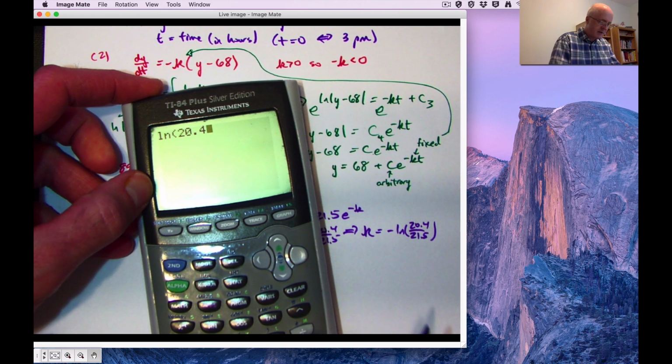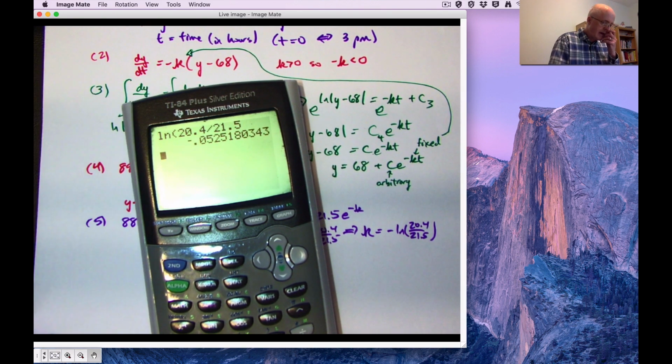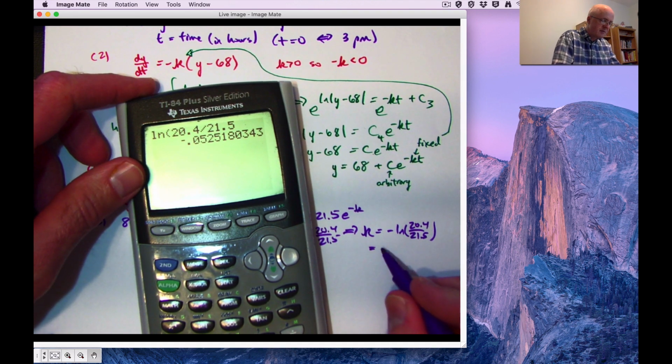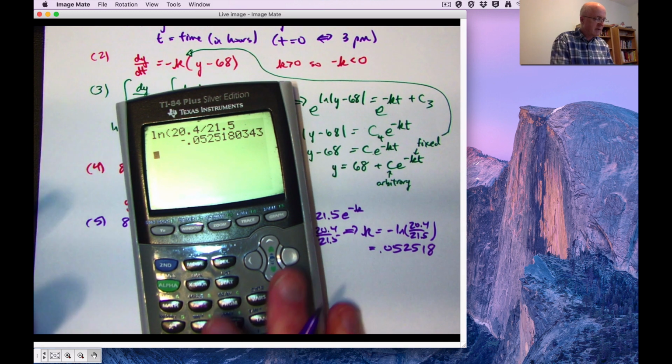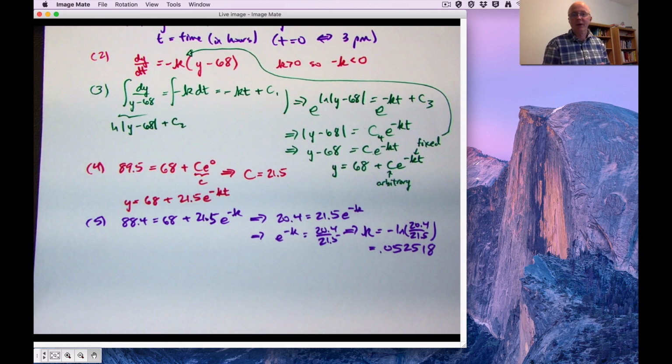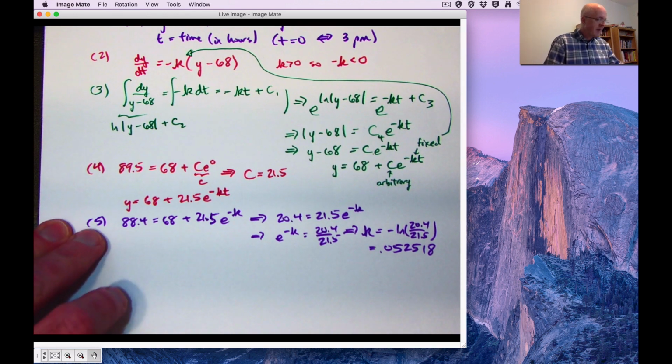20.4 divided by 21.5 is negative 0.0525. Now I want to put the negative sign in front of that and get positive 0.0525. I think I'll take it a couple more places. 0.052518. That's too many significant figures in reality, but as long as you just round at the end, you're going to avoid round off errors. So I always like to keep a little extra significant figures along the way.